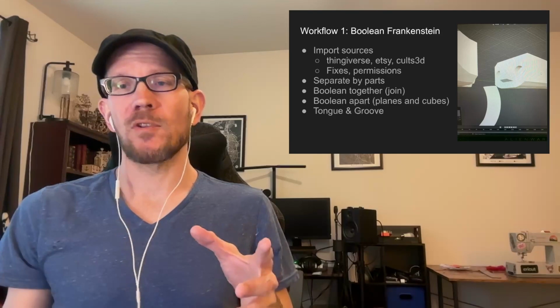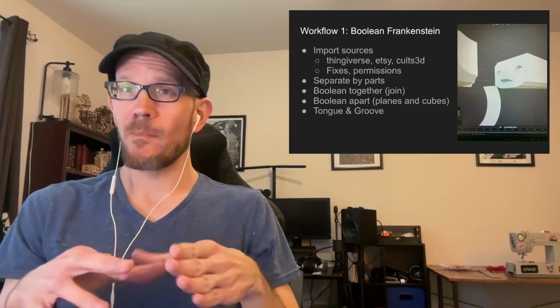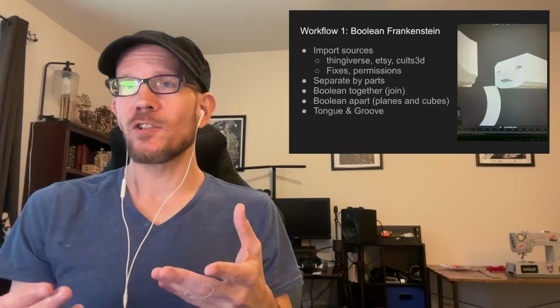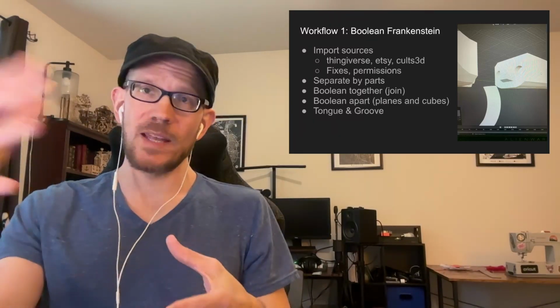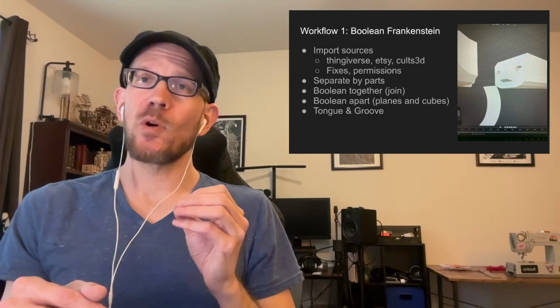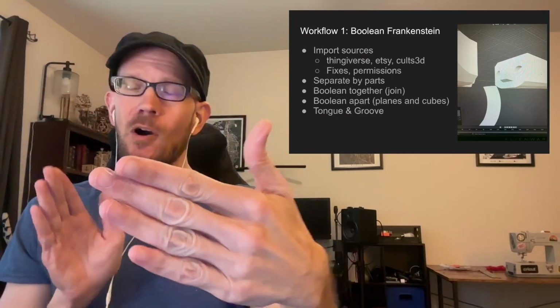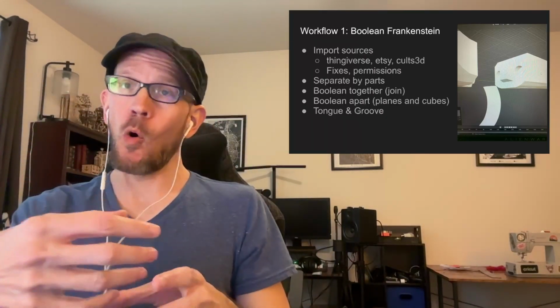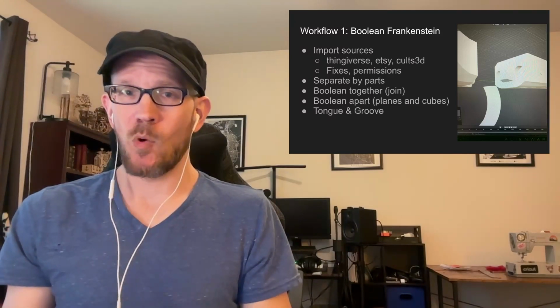For this workflow, you're going to be taking existing meshes, whether those are very basic meshes like cubes and cylinders and cones, or more complicated meshes that you have imported as objects, and then you're going to use Boolean to stick them together, to cut them apart, sometimes adding holes in the shape of other meshes to end up with the model that you actually want.